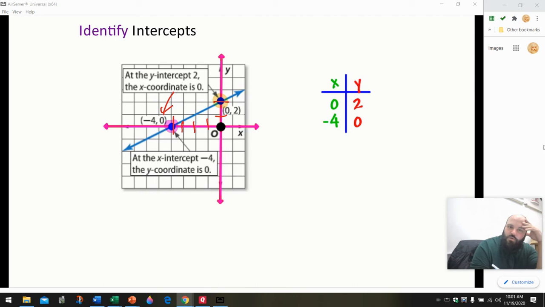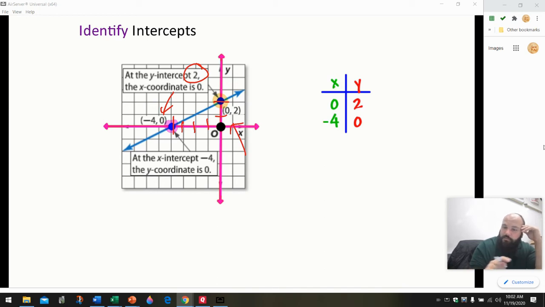Now, the same holds true for a y-intercept. If you look over here, the y-intercept is 2, right? So it's crossing the y-axis at 2. But if you look at the actual ordered pair, the 0 is in for the x value, because from the origin we simply went up. We did not go left or right. So you've got to keep in mind with ordered pairs are two numbers.